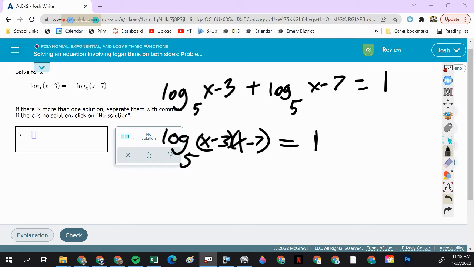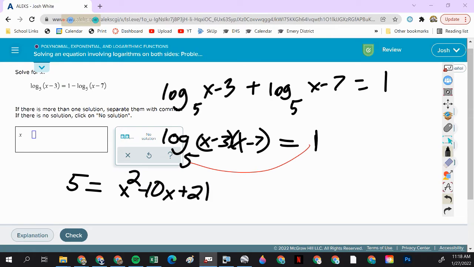Yeah. So now we convert to exponent. 5 equals x squared minus 7x minus 3x becomes negative 10x. Now it's a quadratic. How do we solve quadratics? Don't do the square. You put 0 on one side. So we get 0 equals x squared minus 10x plus 16. And then we factor.